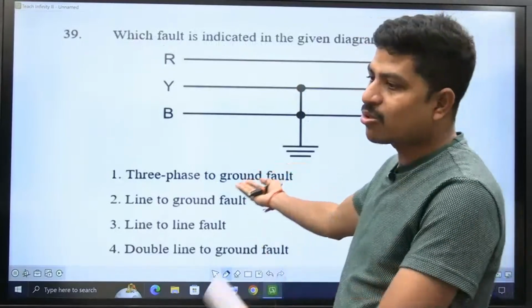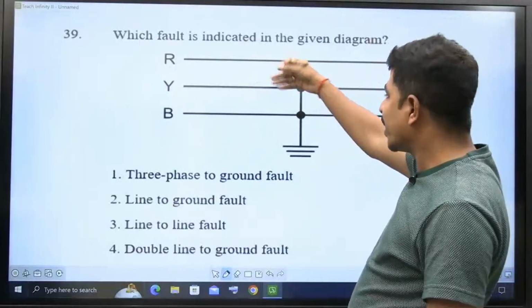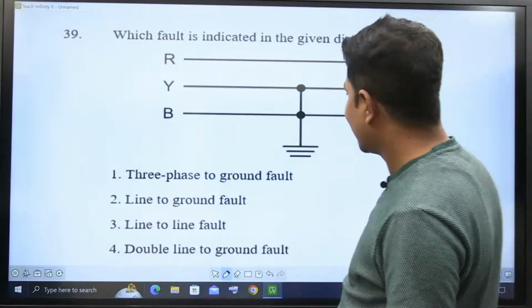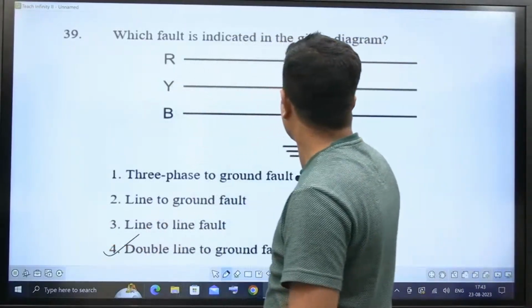See, for this question you do not have to read it all. There is no analysis here. Just read and tick the answer. Which fault is indicated in the given diagram? It is a double line to ground fault, or line to line to ground fault.